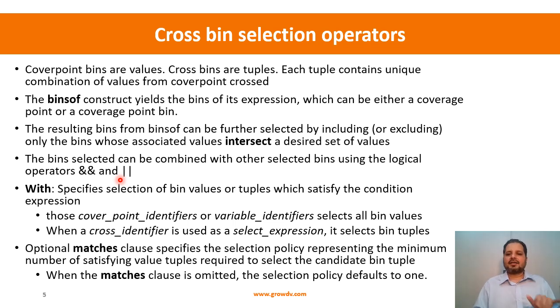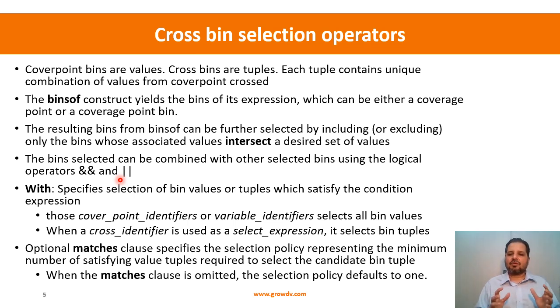Okay, so I can say bins of cover point 1 intersecting with a certain set of values, or bins of cover point 2 intersecting with a certain other set of values. So I want only the cross bins that contain this subset of values from these cover points. If these particular values are not present, then I do not want them; you can either ignore them, or you can group them in certain other ways. So you can manage them.